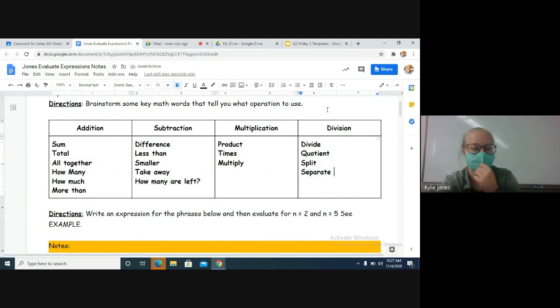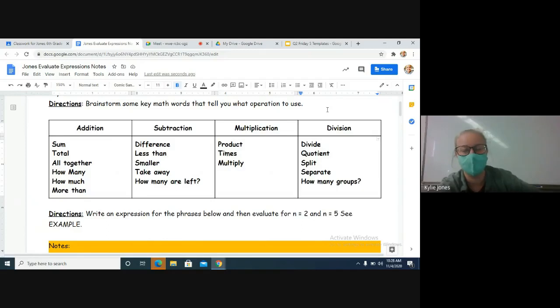Anything else that kind of jumps out to you? Groups is good. How many groups? Yep. Because sometimes they'll be like, how many groups of students can go on the bus? I don't know. I just kind of made that up. That's not a very good example.